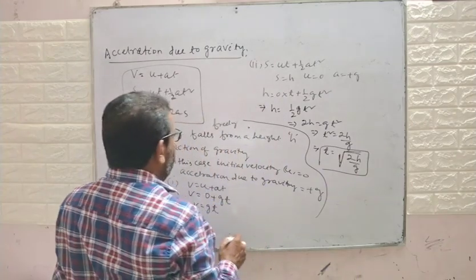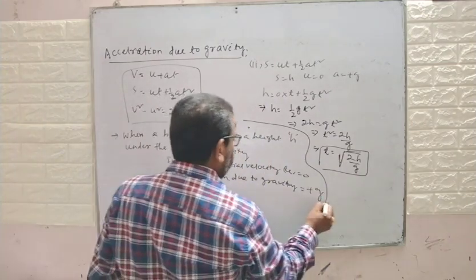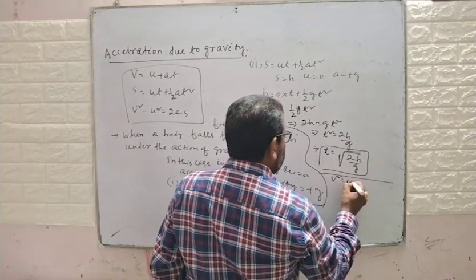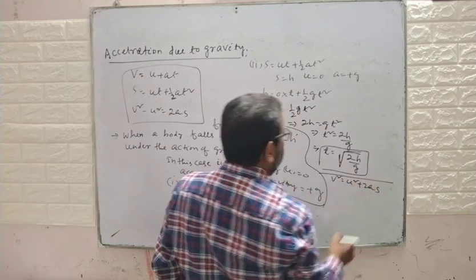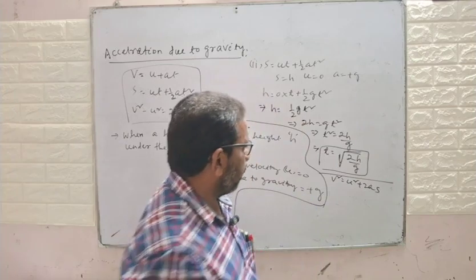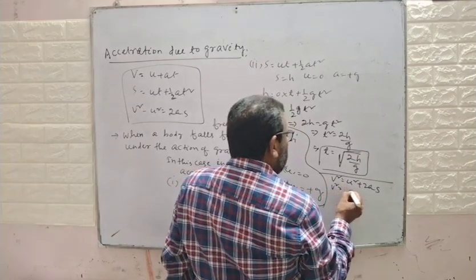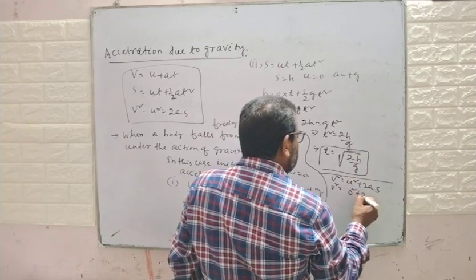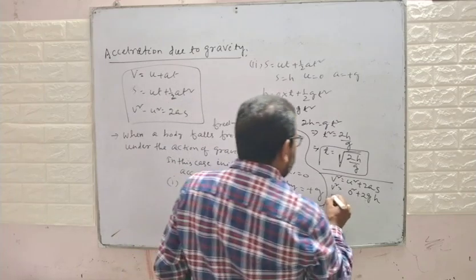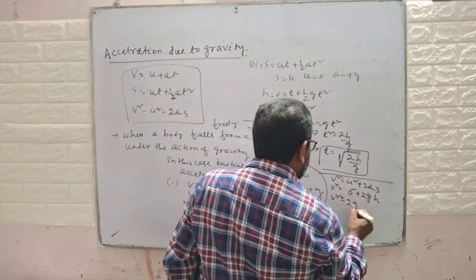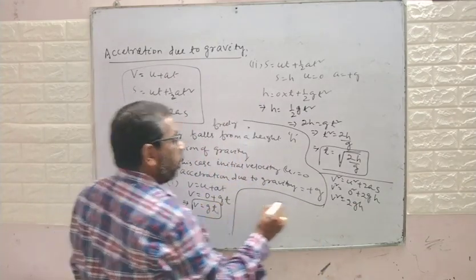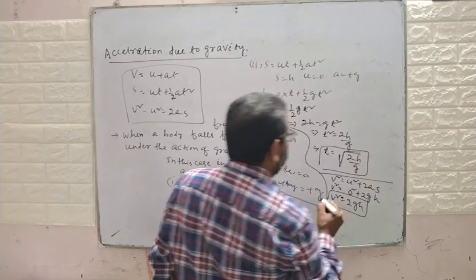Now we will come to the third equation, v square equal to u square plus 2as. Put u equal to 0, a equal to g, s equal to h, so v square equal to 2gh. Here v equal to gt, and v square equal to 2gh.